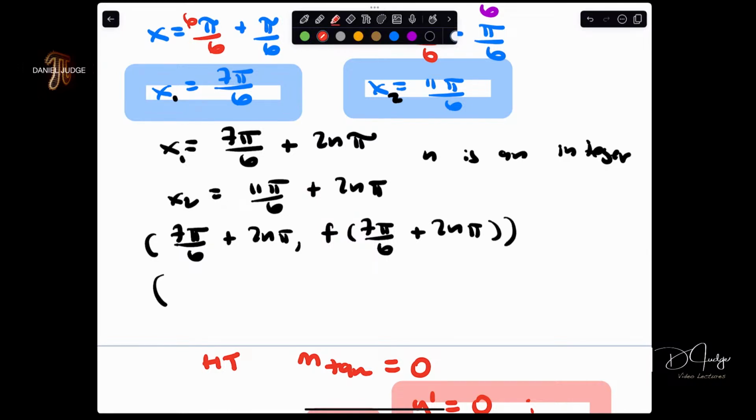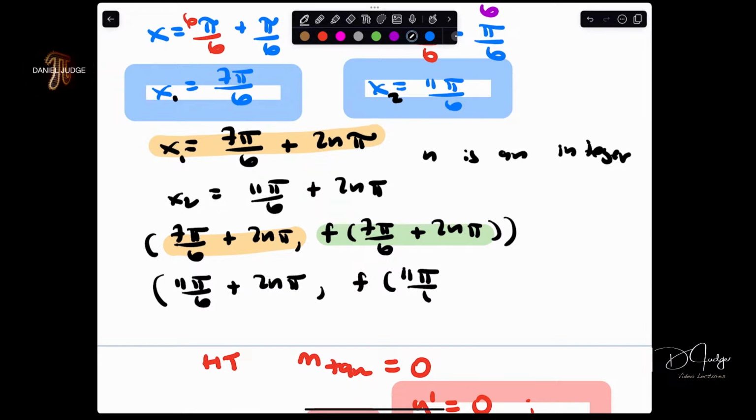So this is what I mean. You got the x coordinate solution right in here. There's your x. And then this is going to be the y coordinate. Say this is f of that value. So the other one is 11 pi over 6 plus 2n pi. And then we're going to say f of 11 pi over 6 plus 2n pi. N is an integer. And this is going to give us the y coordinate value.